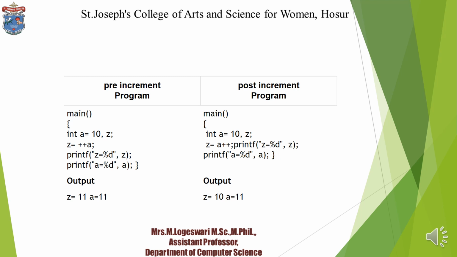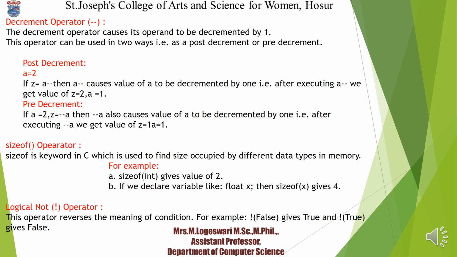Okay, the decrement operator decreases the value of a variable by 1. So that is the decrement operator. There are two different decrement operators, post decrement and pre decrement. Suppose the a value is 2. If the condition is z equal to a minus minus, it means the a value is first assigned, after that decremented by 1. So the result we can get is z equal to 2. First we assign the variable a to z, after that the value will be decreased, a equal to 1.